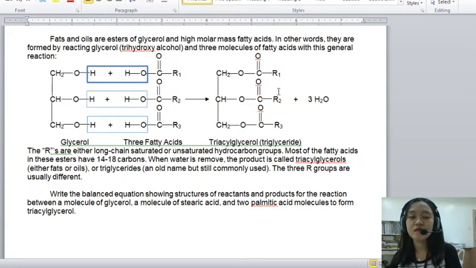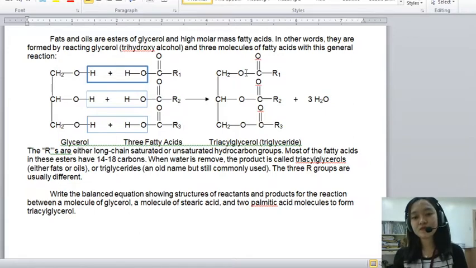Because baka pwede kayong ipasulat ng structures or chemical reactions or equations sa exam or quizzes. Okay, so let's try to look at this. So you have the structure of your glycerol. Sabi ko nga, tatlo siyang CH2OH na magkakadugtong-dugtong. So they are polyols compounds, meaning they contain multiple hydroxyl groups.